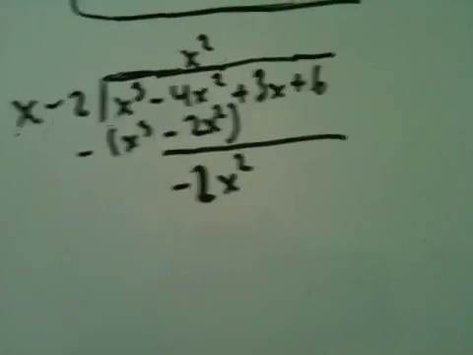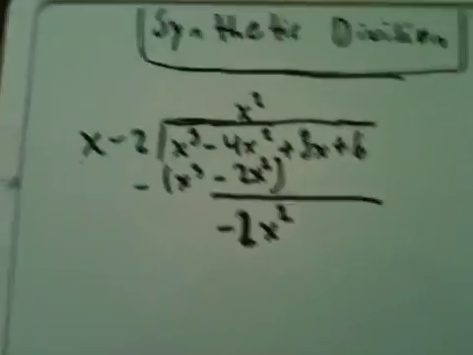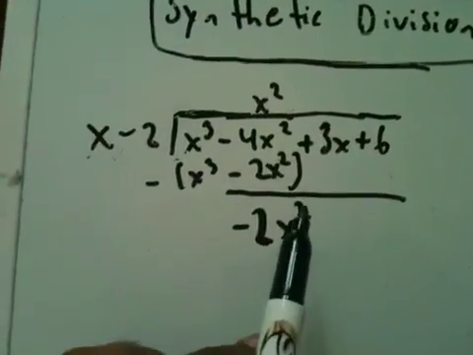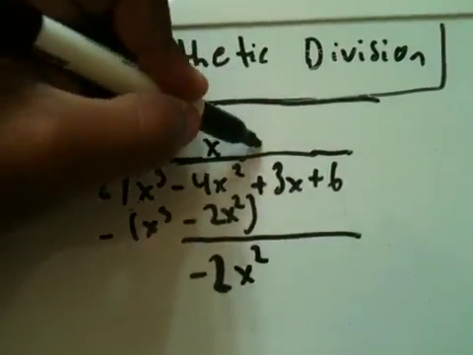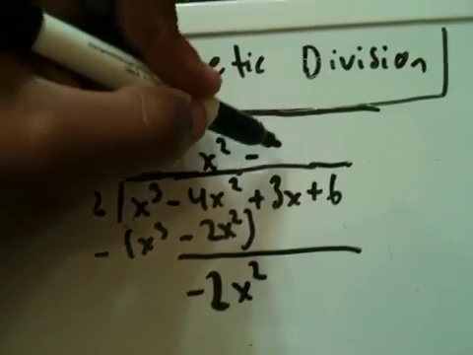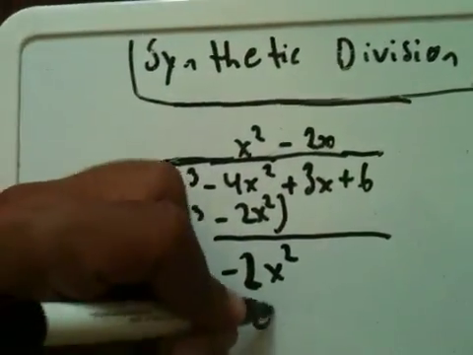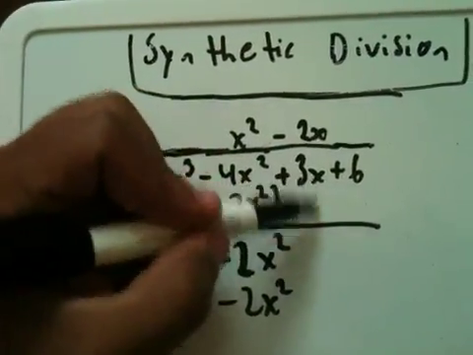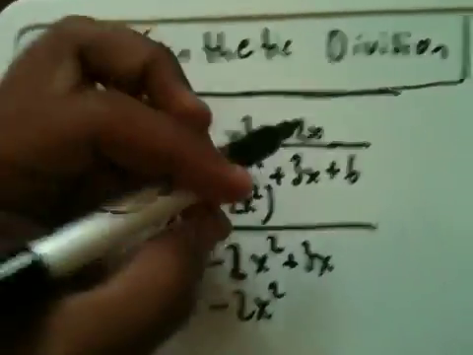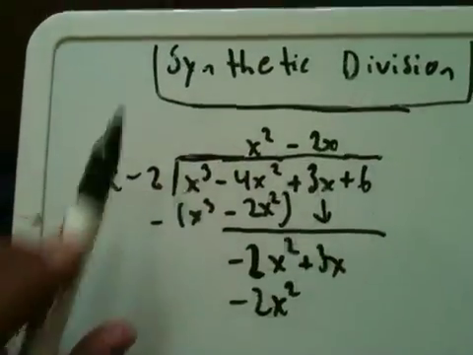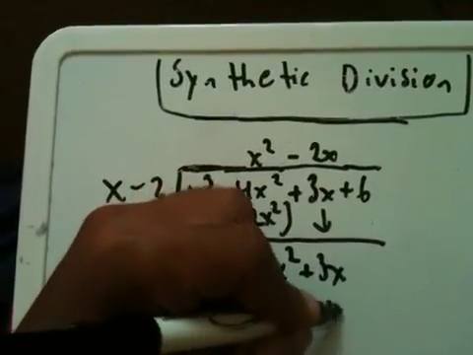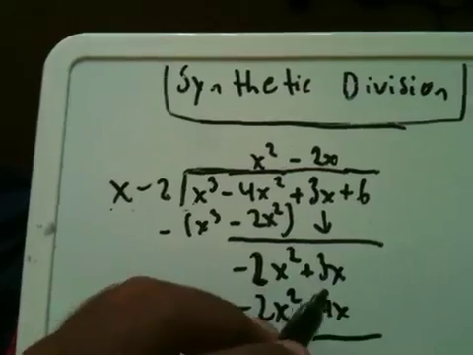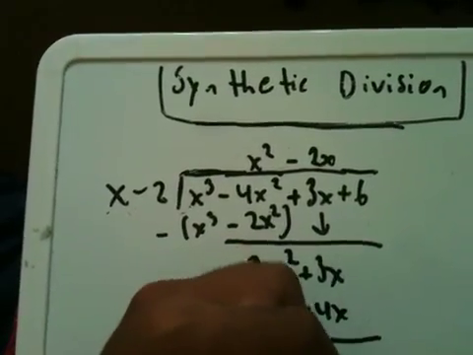I'll do it in a quick way, just so you can see how it's done. It's going to be negative 2x squared divided by this x. It's going to be minus 2x, minus 2x squared. Oh, and I forgot to bring this down. You should always bring down the next part. It's going to be negative 2x squared plus a 4x, and that's going to be minus x plus 6.